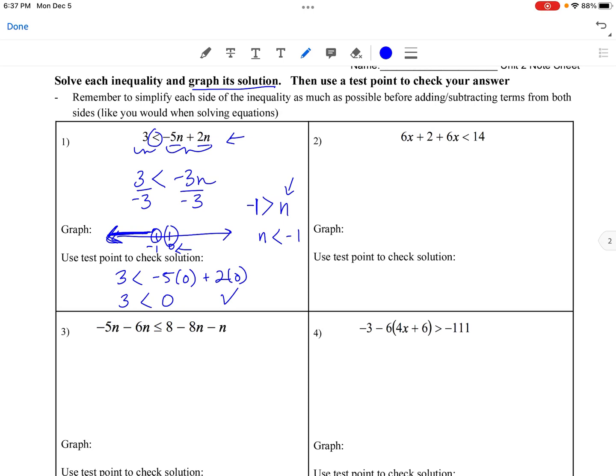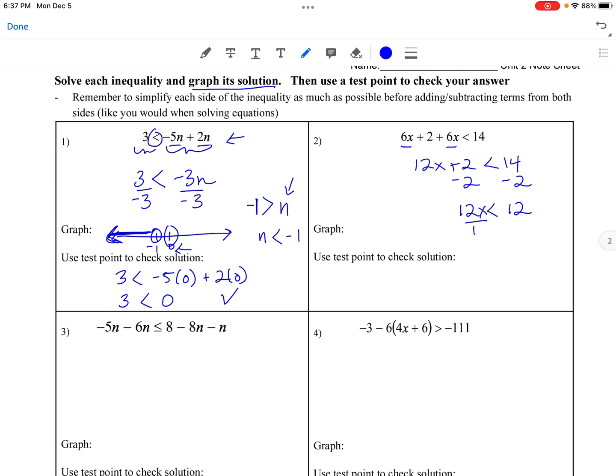All right, let's try this one. We're going to, again, combine like terms. That'll give us 12x plus 2 is less than 14. We have to get x by itself. So we're going to subtract 2 from both sides. That'll give us 12x is less than 12.